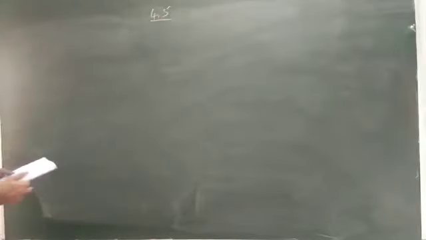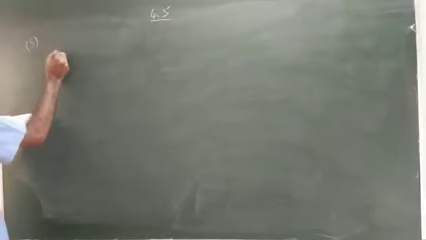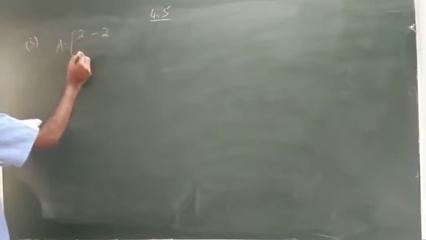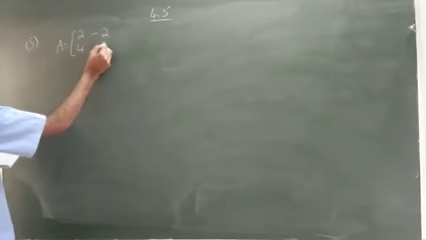Find the inverse of each of the following. It is problem number 5. You have to find the inverse. Given A is equal to 2 minus 2, 4, 3.